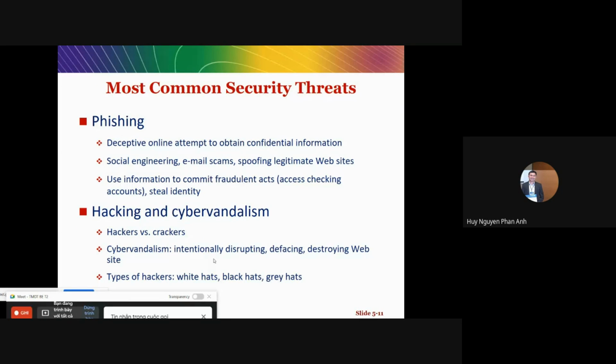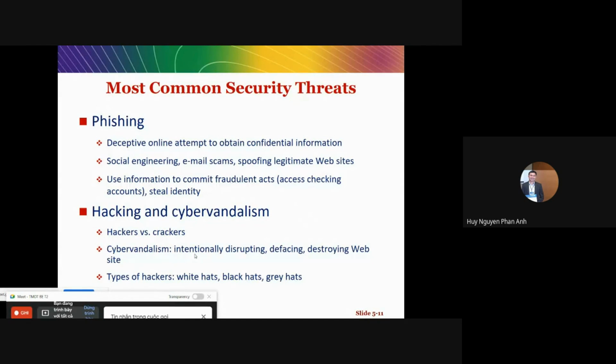The phishing attack is just deceptive online. They can attempt, for example, they pretend to be another person on Facebook, or they use email scams, etc. for phishing. And when you click on the phishing email, maybe you lose your information. So be very careful when you enter personal information into those forms or websites.